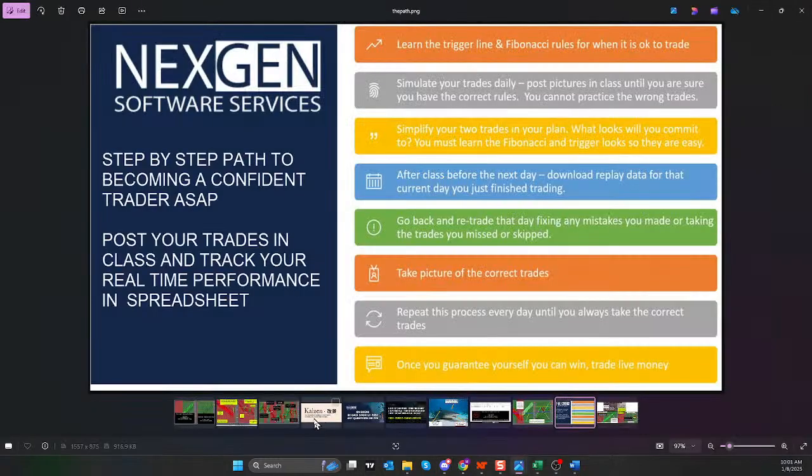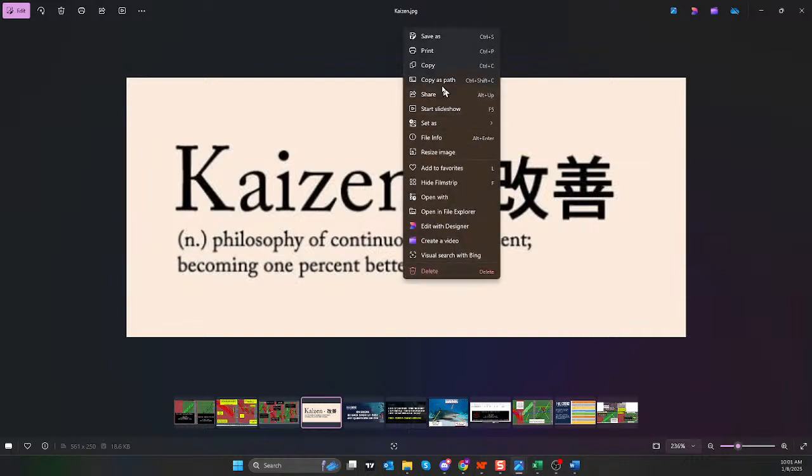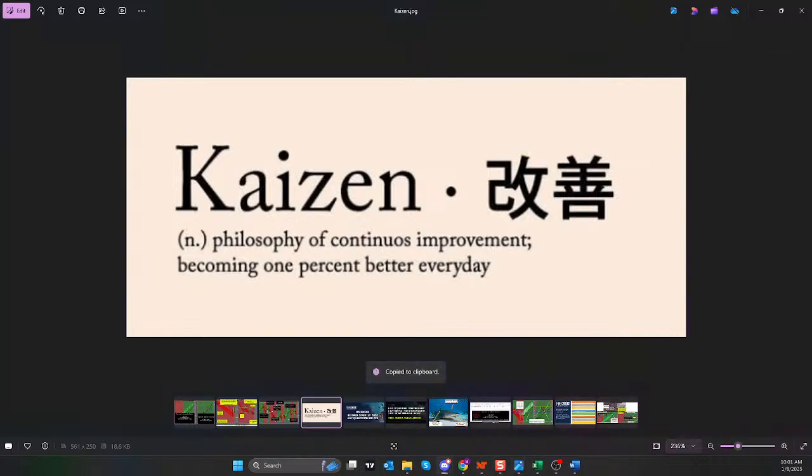And this is my new favorite word, Kaizen. With the voice crack, it's imperative that you have the voice crack. The philosophy of continuous improvement, guys, becoming 1% better every day. Not trying to become a day trader in a day, but rather taking every day to get a little better at your chart reader until you're a confident day trader.